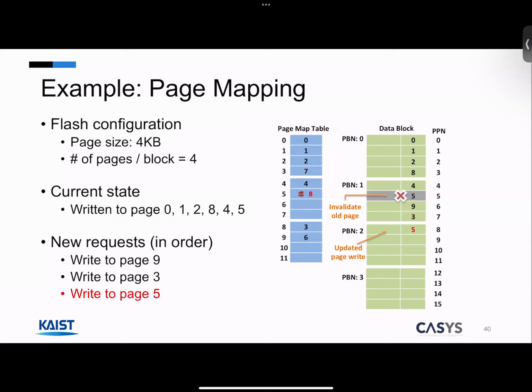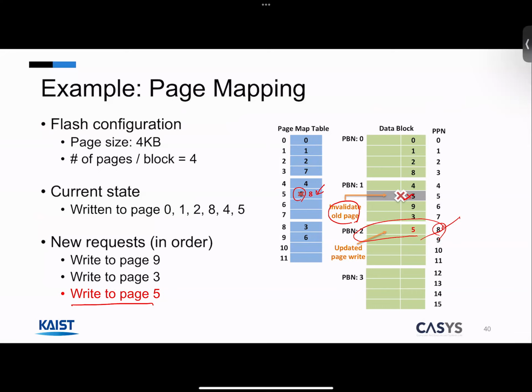And then the next operation is 5. But for 5, there already exists data. SSD does not allow in-place update, so this data has to be placed in a different location. So the SSD first invalidates this block. This is the invalidation operation. Then it allocates a new block for this write, which is physical block 8, and then updates the mapping to 8.